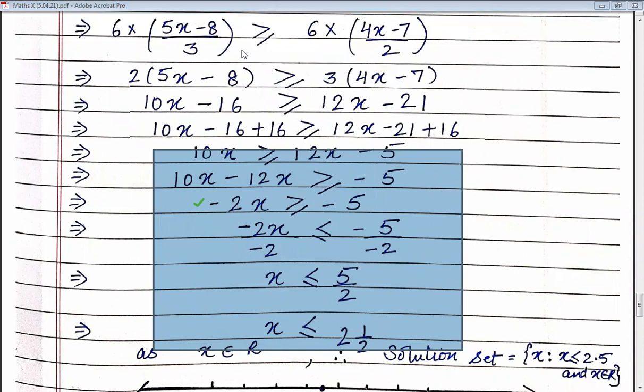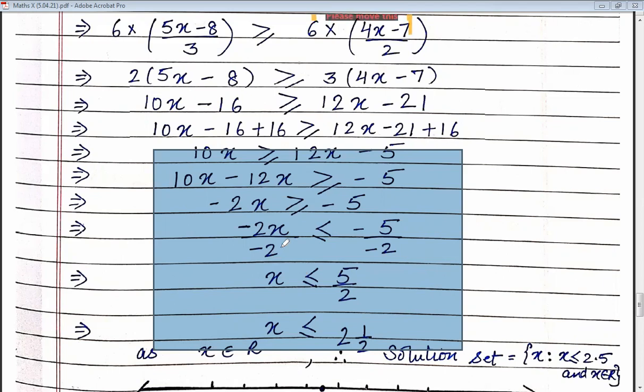Now children, you have to divide because you are calculating the value of x. You have to divide both sides by minus 2. You remember that when we divide both sides by a negative number, the inequality changes. Earlier it was greater than or equal to, now it has become less than or equal to.